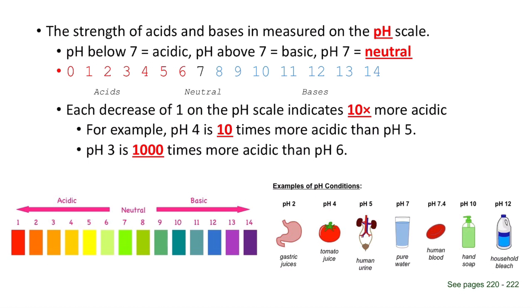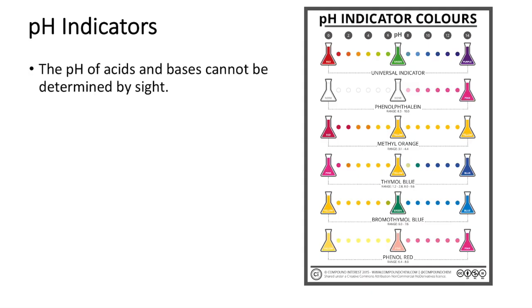A pH of 3 is 1,000 times more acidic than a pH of 6. So you should know how much more acidic something is based on this 10 times rule. Essentially, you're adding a 0 every time you're going up the pH scale. pH indicators. The pH of an acid and base cannot be determined by sight. Acids and bases tend to be clear, so you're just going to look at something and be like, oh, it's a clear liquid. It looks almost identical to water.